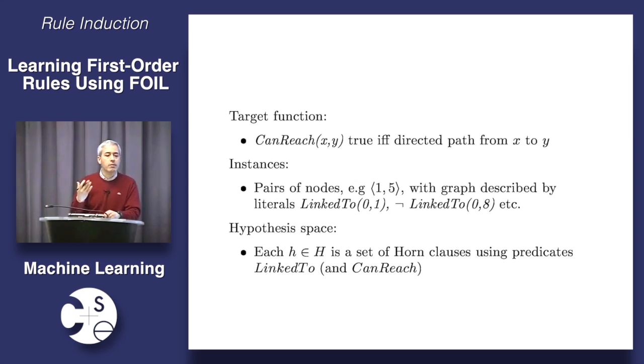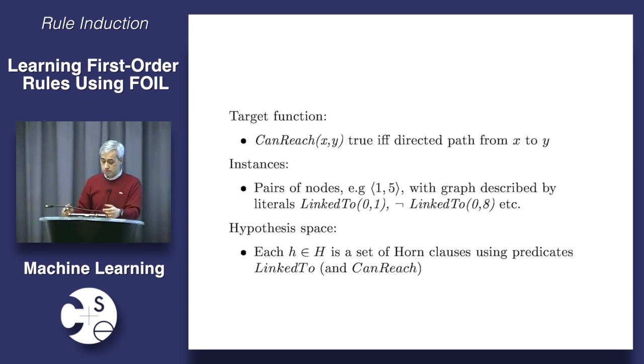So now what are the hypotheses that I'm going to make, right? They're going to be rules that have can reach as the consequent. This is what I'm trying to predict. And what can they have in the antecedent? What literals can they have? Or what predicates can appear? Right, so I'm trying to predict can reach using what?